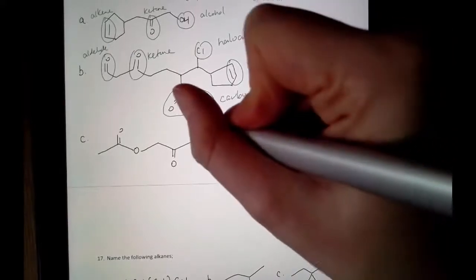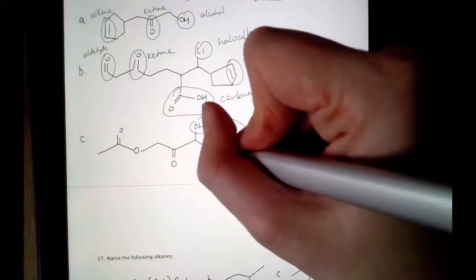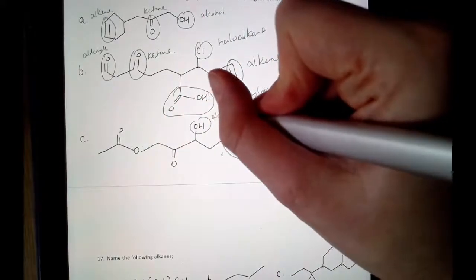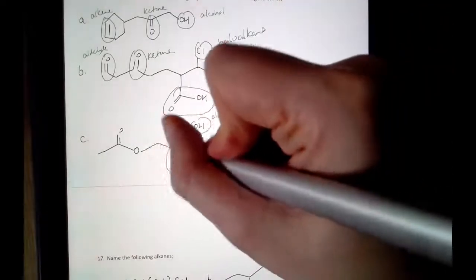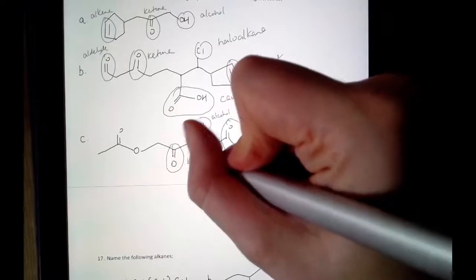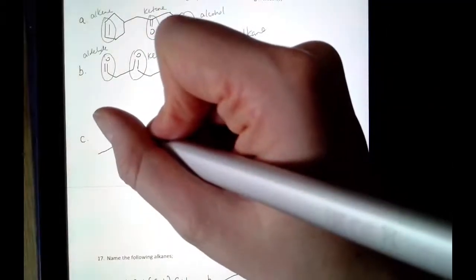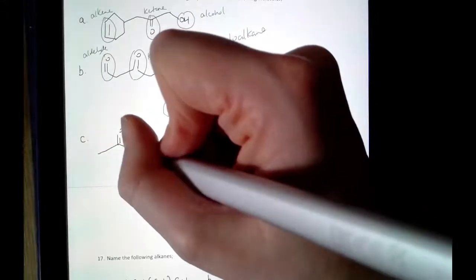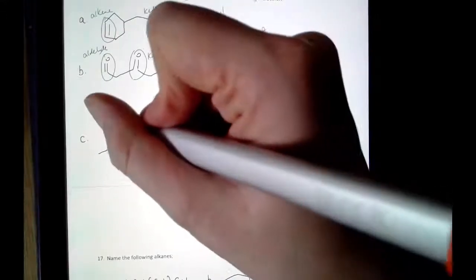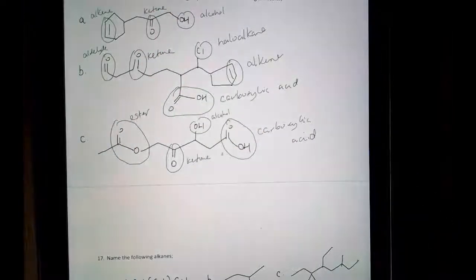I've got an OH on a carbon that is not bonded to anything else of significance, so that's going to be an alcohol. I've got a C double bond O. Again, that carbon's just bonded to 2 carbons on either side, which is going to make it a ketone. And then here I've got a carbon double bonded to an oxygen, that's single bonded to an oxygen, that is then bonded to this whole other group. This whole thing here is going to be an ester.